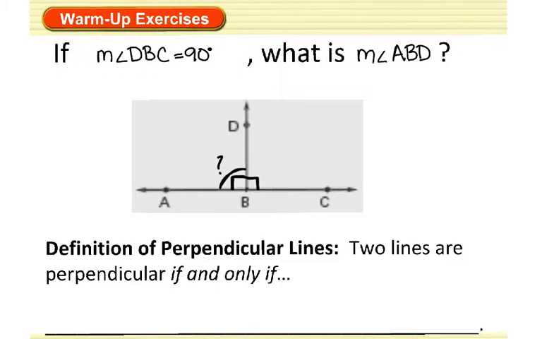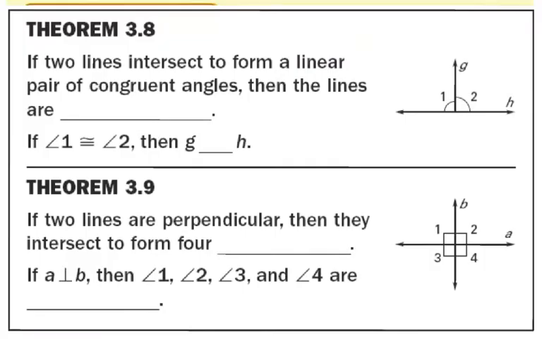So let's look at this definition. You should know the definition of perpendicular lines. Two lines are perpendicular if and only if they intersect at a right angle. Write that down. I'm going to be moving on.